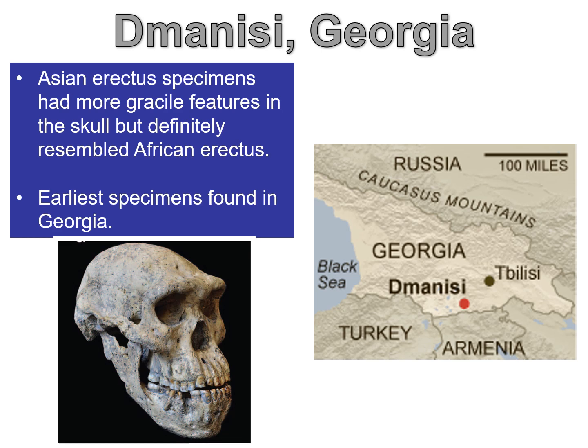One specimen that we're actually going to come back to a couple times, because this Middle Eastern area and that Eastern European area is a real heavy travel area for a lot of ancient human ancestors. One site in particular, a place called Dmanisi in Georgia. We have Asian erectus specimens that had more gracile features in the skull, but definitely resembled the African erectus, right? So the earliest specimens that we find in Asia are found at this Dmanisi site in Georgia.